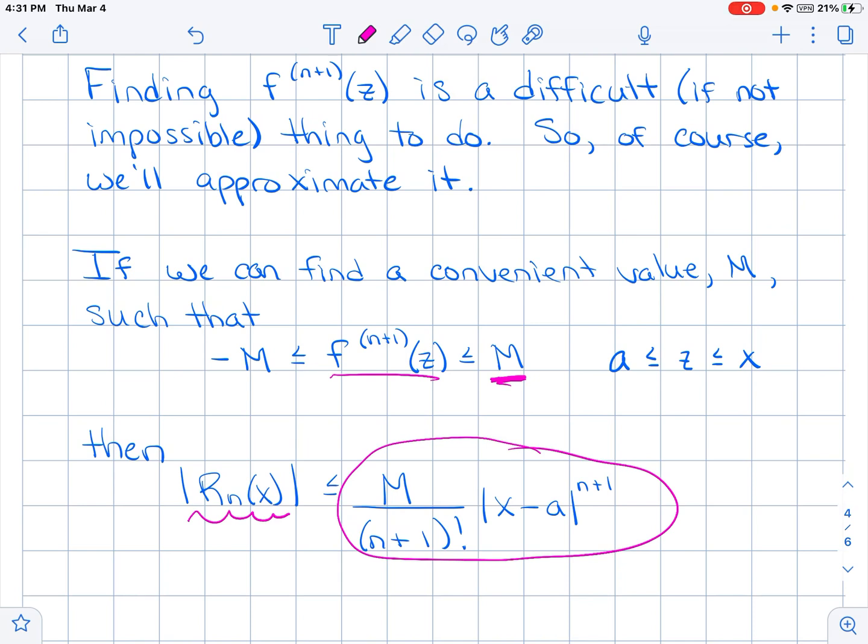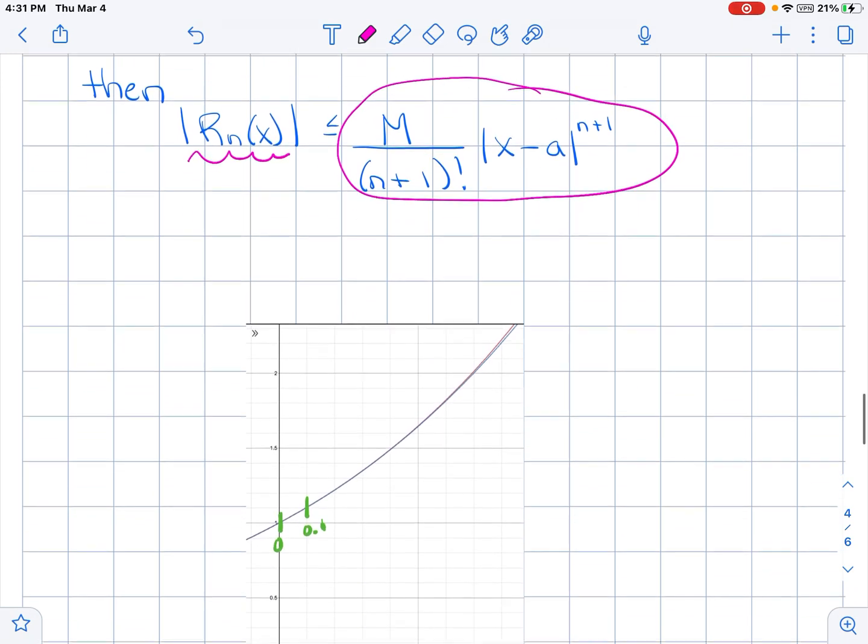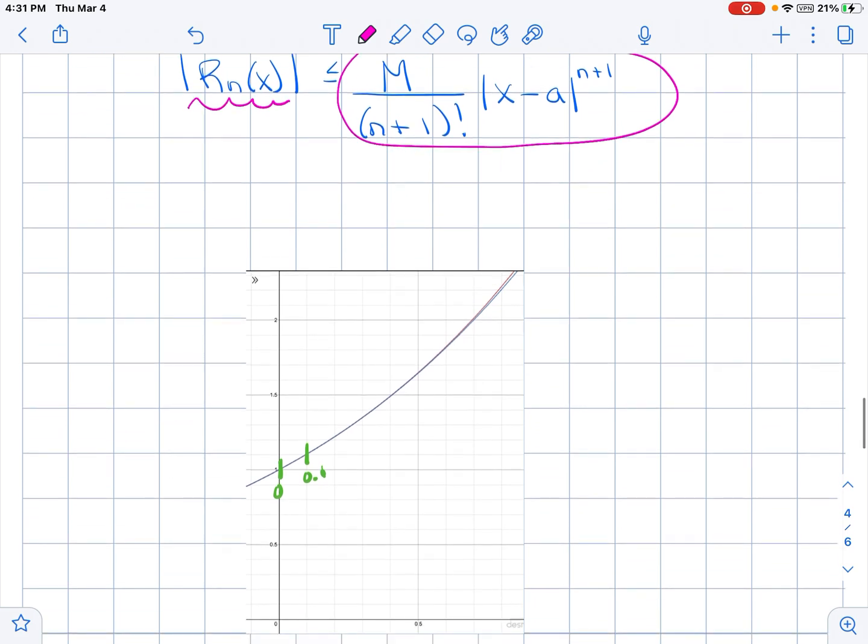Let's see if we can talk about this a little more, because right now this is all very theoretical. Let's see if we can start to think about it and put it into play. So let's go back to the graph we had of e to the x and the polynomial that we chose to match e to the x.